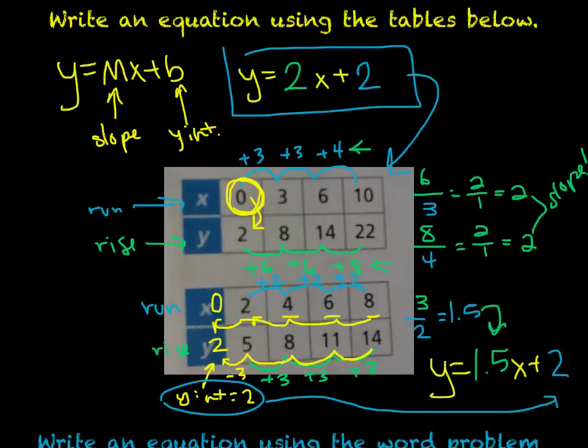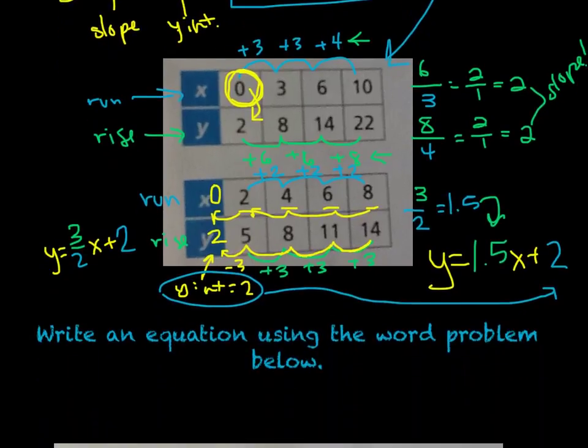So there we go. We can either write y is equal to 1.5x plus 2, or we could also write it as y is equal to 3 over 2x plus 2. Either way, either one works. So that's how we can write equations using tables.